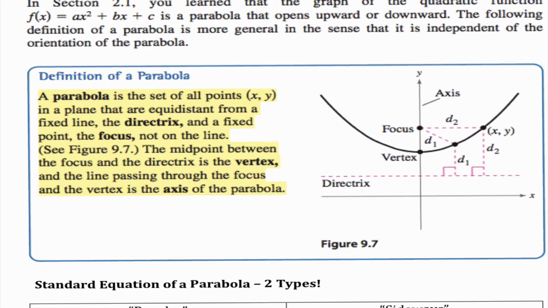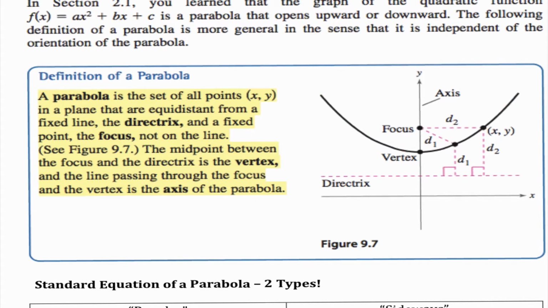The midpoint between the focus and the directrix is the vertex, and the line passing through the focus and the vertex is the axis of the parabola. So basically the way that a parabola is formed, I know we've just randomly graphed them previously, is based on every single one of these points. Here we have a point that is the same distance away from the focus as it is from the directrix. So that's how all of these points are formed.